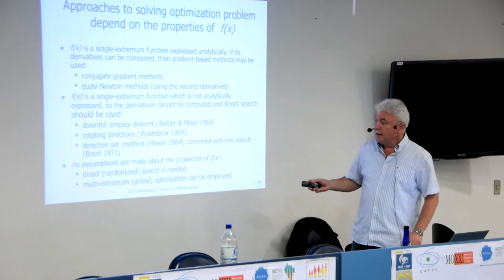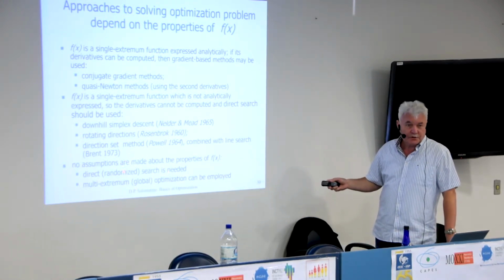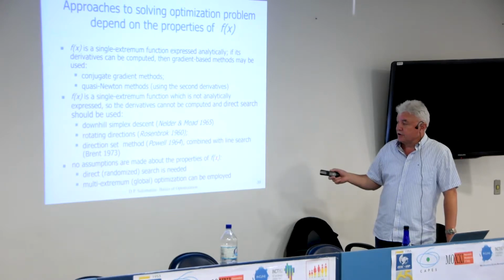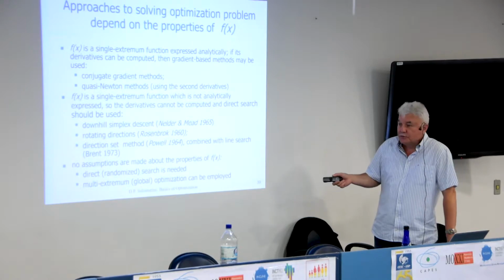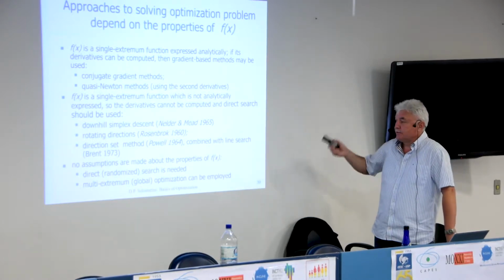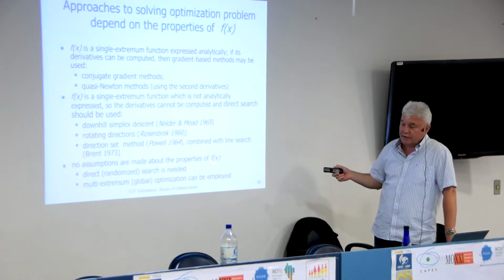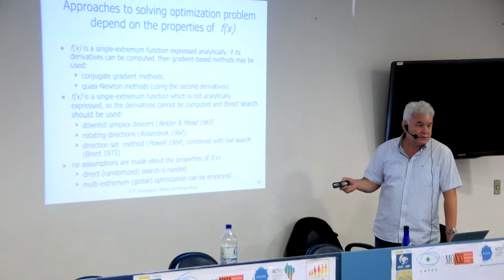Let's discuss. And then the third option, which is typically present in real-world problems, is when you don't know much about this function f. You can calculate function f at any given point, but you don't know if it's convex, whatever. You cannot calculate derivatives. You don't know how many minima it has, nothing. And then you would use randomized search methods like genetic algorithms. And also these methods are called multi-extremum or global optimization methods.